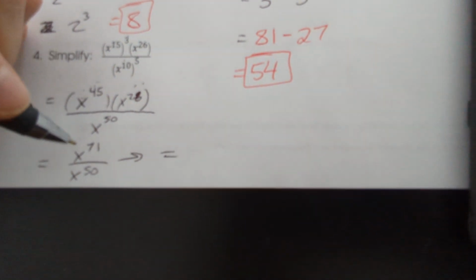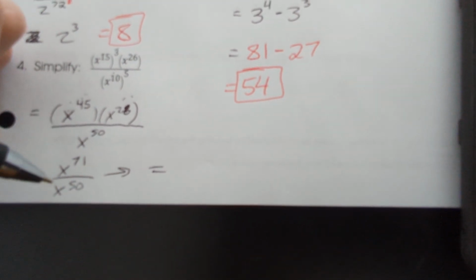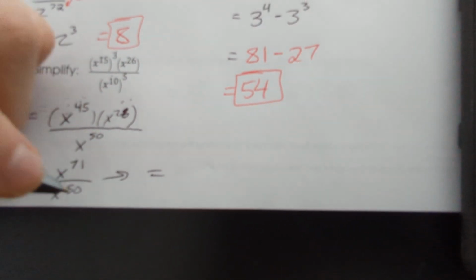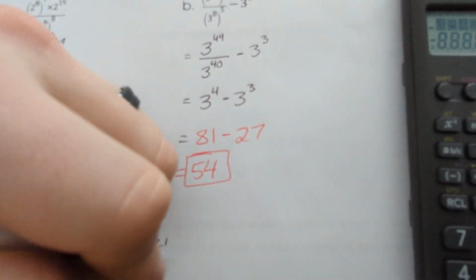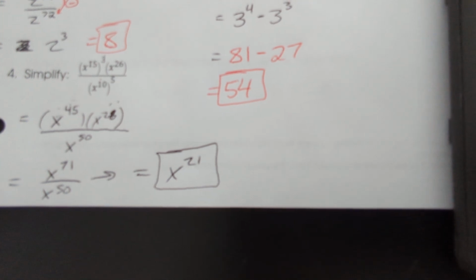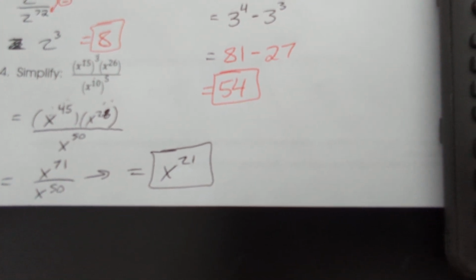Okay, when you're dividing powers, you subtract exponents. So 71 minus 50 is 21. So our final answer is x to the 21. X to the exponent of 21. Okay.